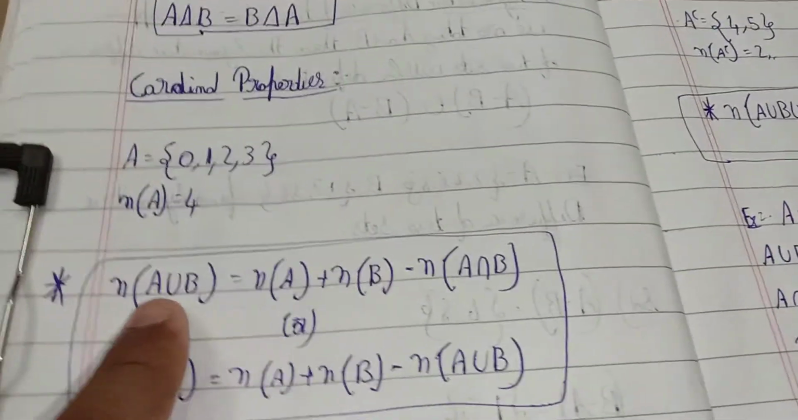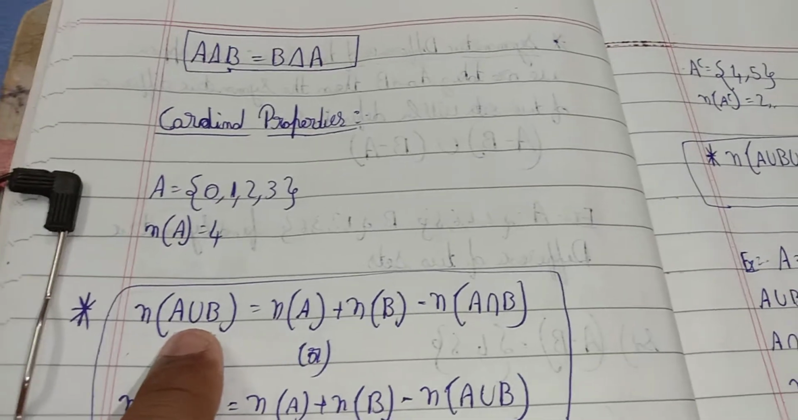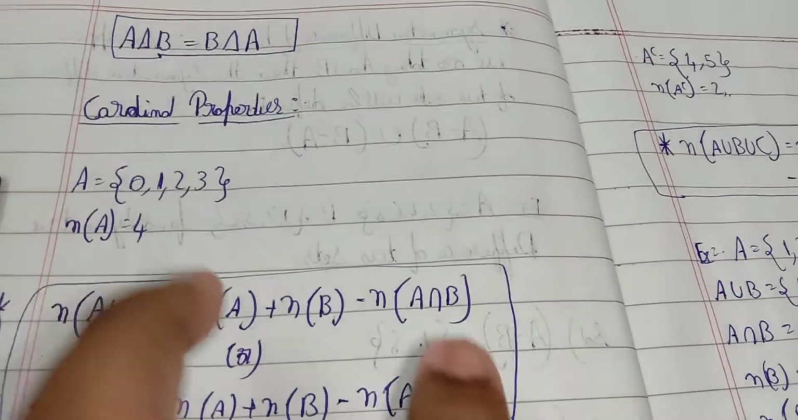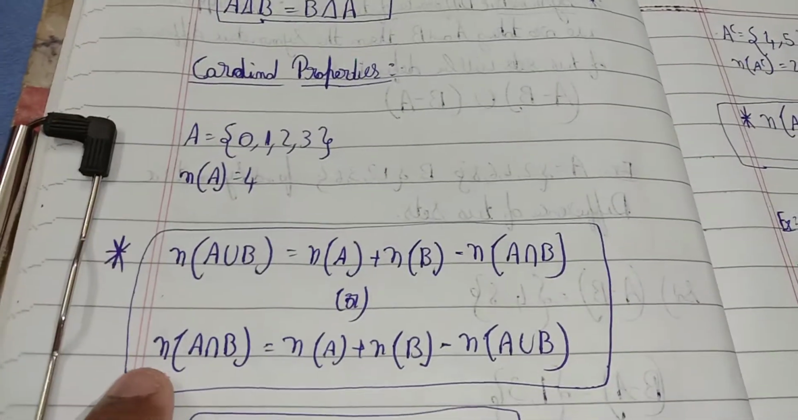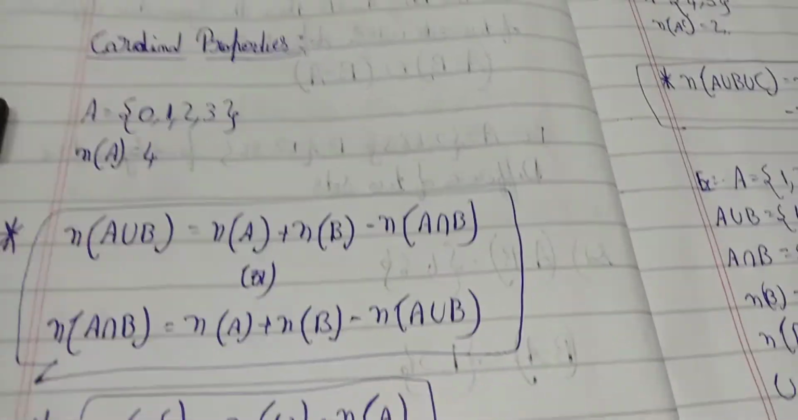Don't be confused, guys. Suppose they ask N of A union B, the number of elements in A union B, this is the formula. Otherwise, if they ask N of A intersection B, the formula is this, guys.